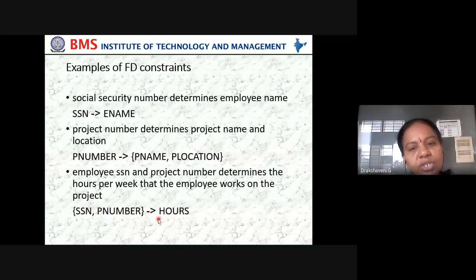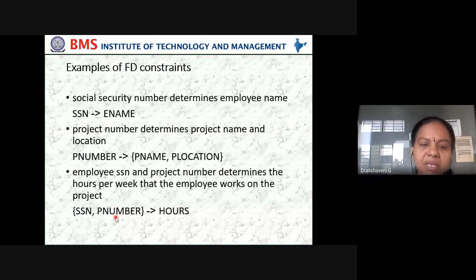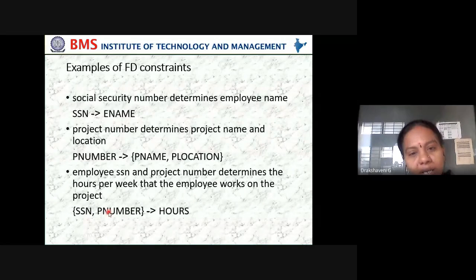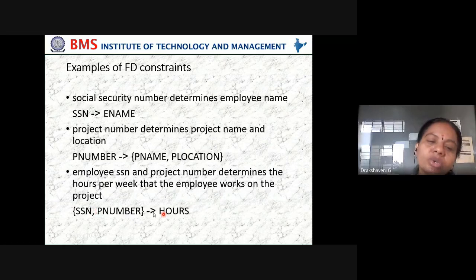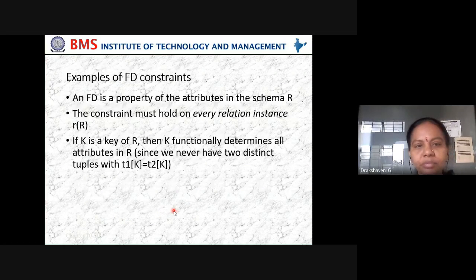So is this not functionally dependent? Yes, it is functionally dependent. If I say Drakshraveni is handling DBMS, what does it mean? How many hours do I have to take? Is it not unique? Is there any person already having the same name, same number? Is there anyone else who is taking DBMS? No, only one person is taking. That's what here it is also functionally dependent on hours.